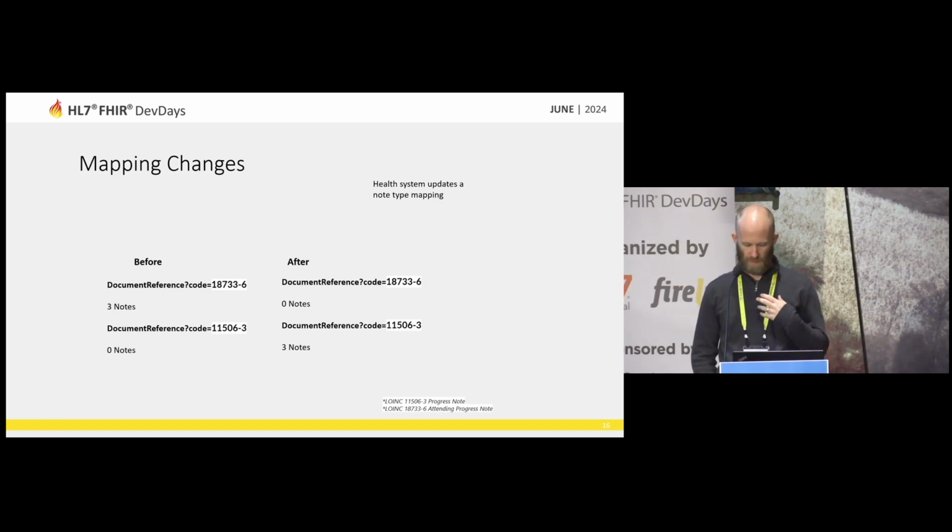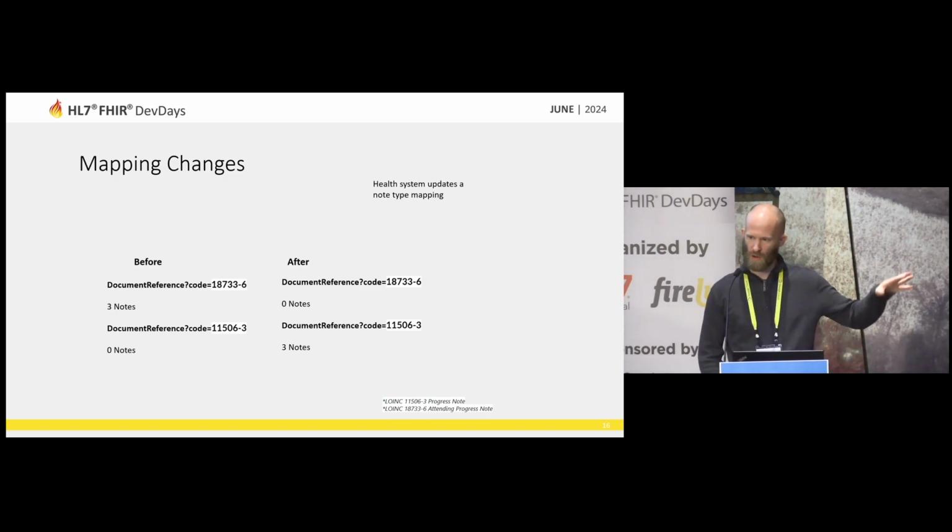So if apps had written software or had configuration options that determined what LOINC codes were being searched on, that mapping change in our system could impact the data that that app is getting.